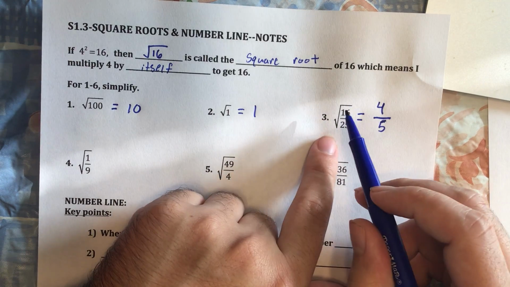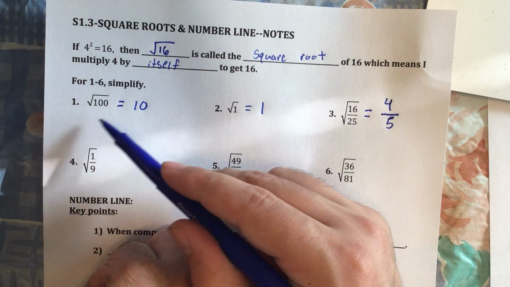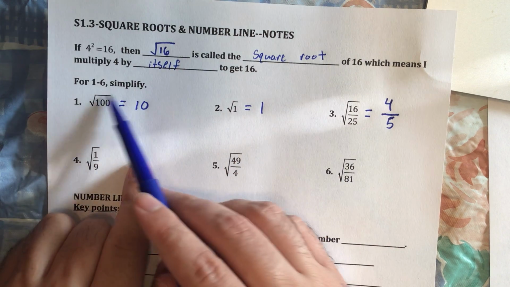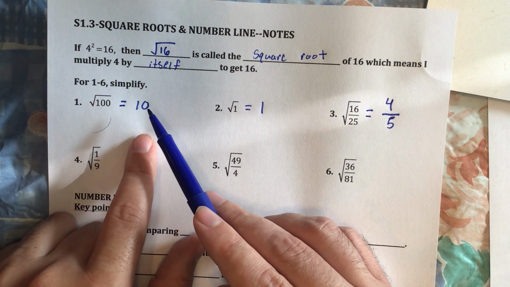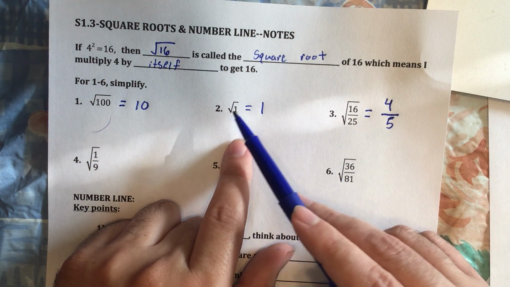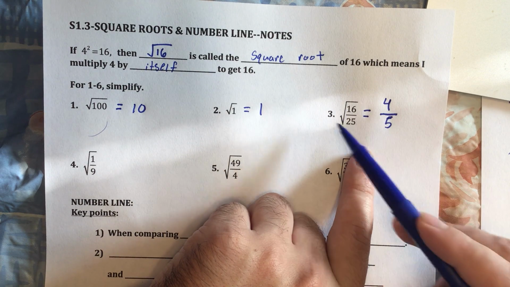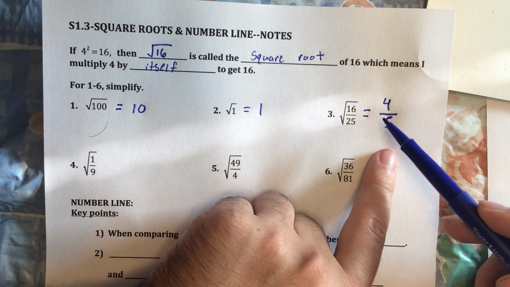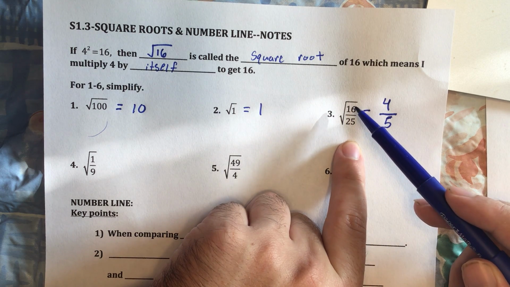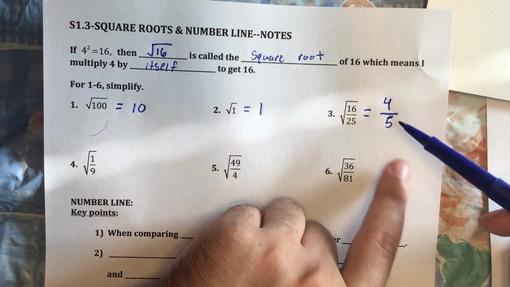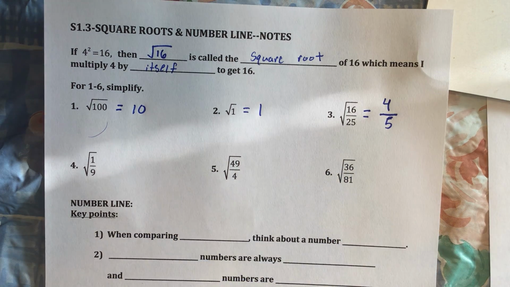So you notice how all of our answers here, right? The square root goes away. When you take the square root of 100, the answer is just a 10. Square root of 1 is just a 1. Here, we lose the square root because we're taking the square root, and we just take the square root of 16 over 25 to get 4 over 5. Okay?